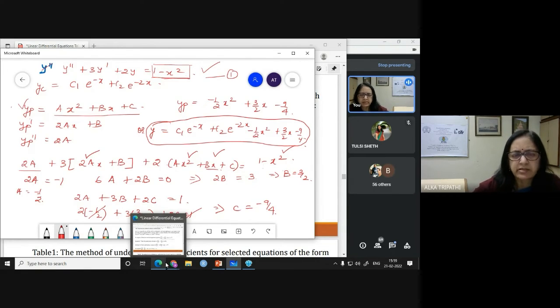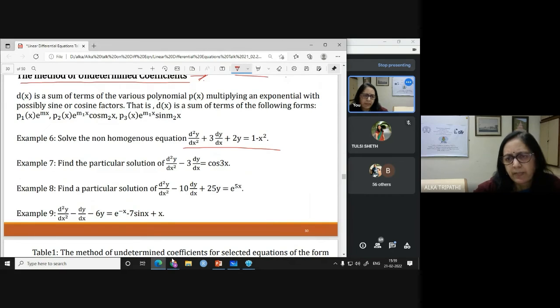This is the case when my RHS was 1 minus x square. So I assumed my trial solution, or trial function, to be ax square plus bx plus c. But suppose my RHS is cos 3x. In this case, what should be the trial solution? Can I consider a cos 3x to be the trial solution or not?